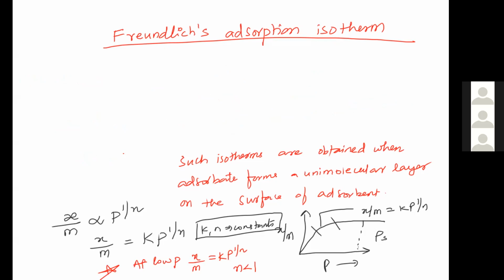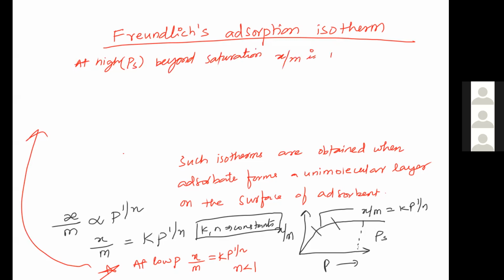So, at high pressure, beyond saturation, X by M is independent of P. So X by M is proportional to P to the power 0.